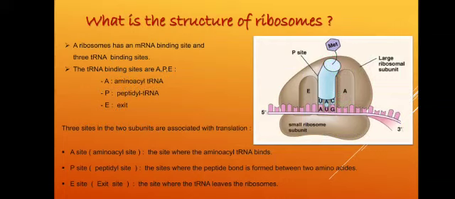Next is the structure of the ribosome. Ribosomes have an mRNA binding site. There are three tRNA binding sites: the A site, P site and E site. A contains the amino acyl tRNA, P holds the peptidyl tRNA, and E is the exit site. These three sites are associated with translation. The A site is the amino acid site.